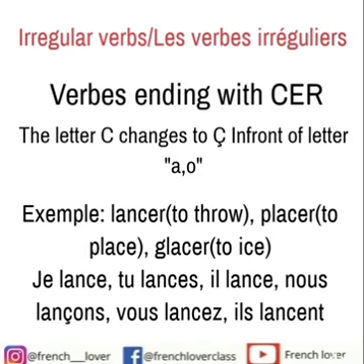We have lancer, to throw, placer, to place, glacer, to ice. For example, je lance, tu lances, il lance, nous lançons. That C has a little tail, la cédille. Without that tail, it would sound like lancon, which is wrong, since everybody else is sounding like an S. So we need to put that little tail to change it to lançons.